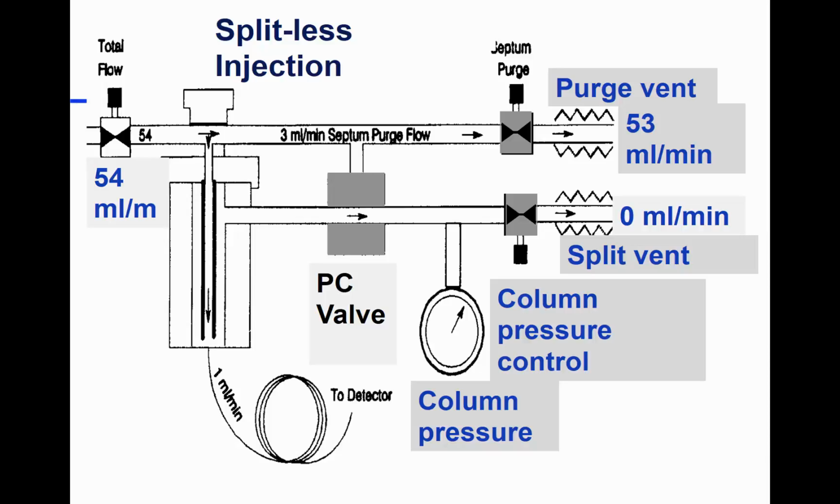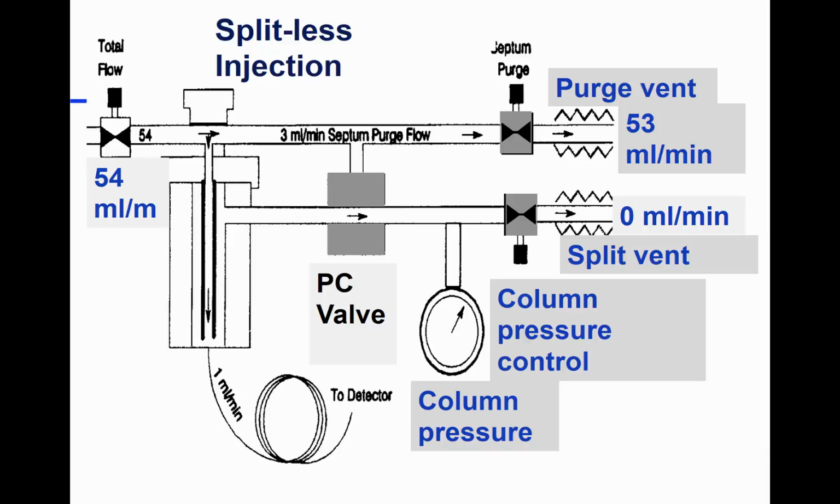And again, we should have more gas coming down here. But we really change it. So we more or less shut this off. And so instead of the 3, we've actually got 53 coming out here. So there's the 3 mils of septum flow plus the other 50 mils of gas that would normally be coming down here. So we make our injection into here.